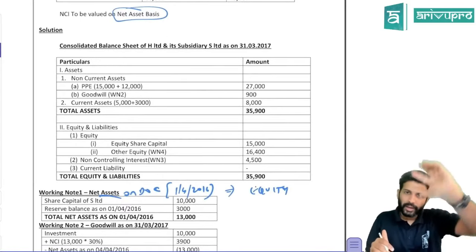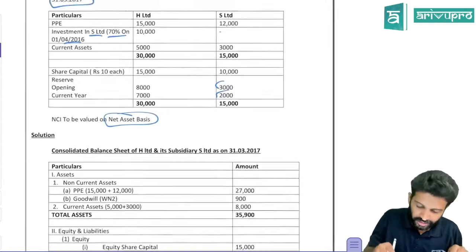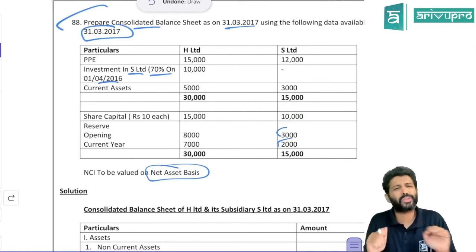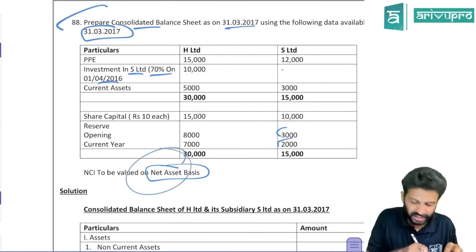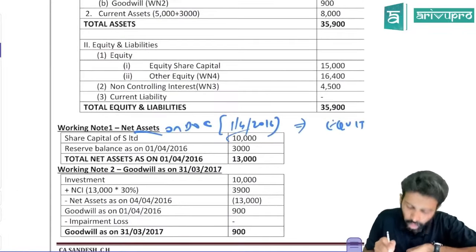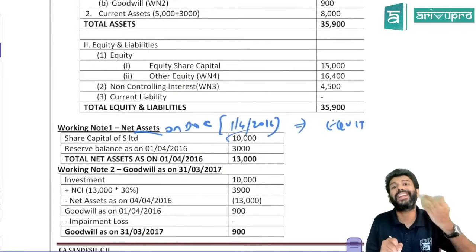So how do you find out? Net asset is nothing but equity share capital and all the reserves and surplus. What is the equity share capital? At the year end, it is 10,000. Normally, companies don't issue shares, and no information is given that shares have been issued. So the year beginning also, share capital will be assumed to be 10,000 only. That is one.